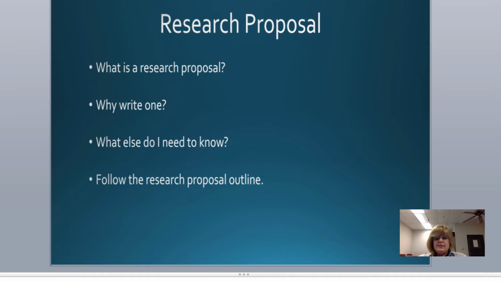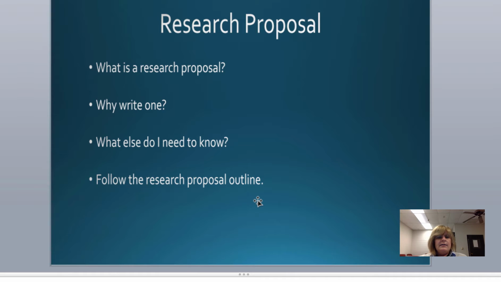You need to get a working thesis. Yes, it may change somewhat before or during the paper writing process, but it's not going to vary much, or you're going to have to completely throw your sources out and start over. You've got to get a plan, and your thesis is the guide for that plan. So that's what else you need to know, and then basically follow the research proposal outline that I have referred to, and do it according to the guidelines set.